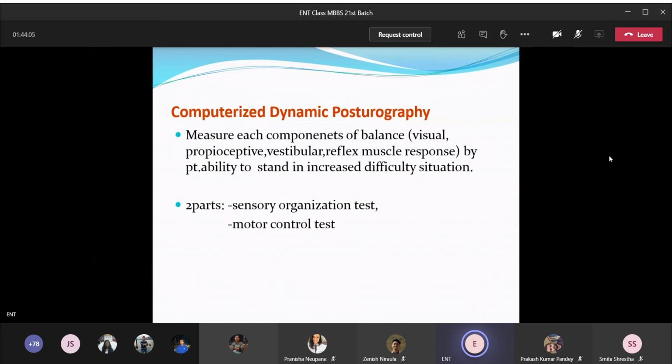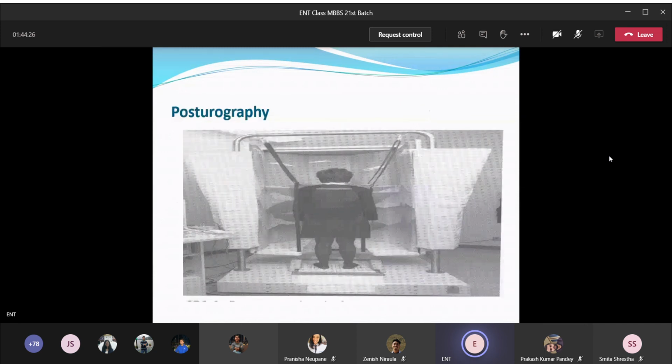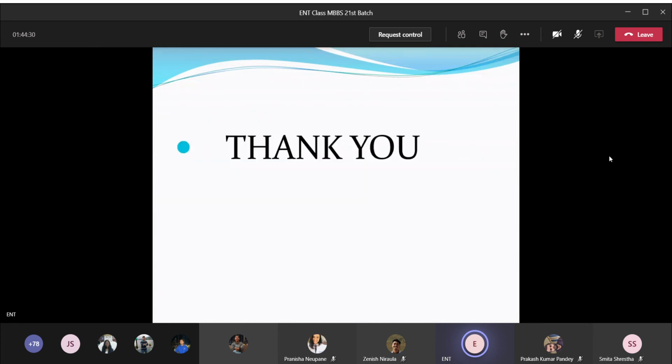There is one more test which is known as computerized dynamic posturography. You measure each component of balance, visual, proprioceptive, vestibular, reflex muscle response, by the patient's ability to stand in increased difficulty situations. So there are two parts, sensory organization test and motor control test. This picture shows posturography being done. That's all.